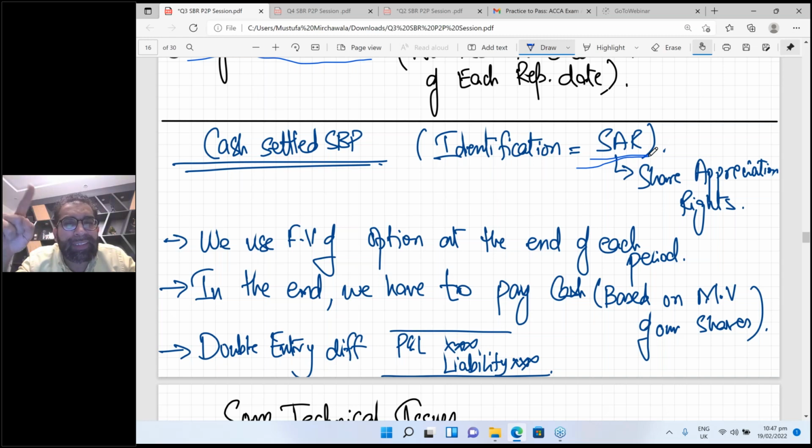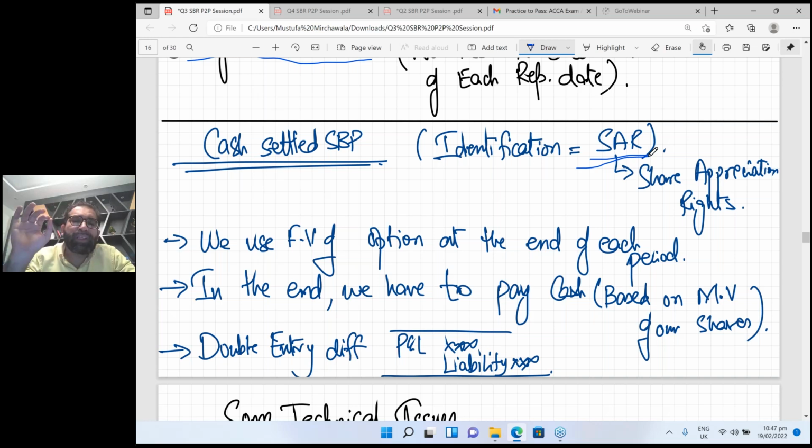So how much benefit is the employee getting? Employee is getting $70 per share. This $70 per share will be given to the employee in the form of cash, okay. So this is all cash, this is share appreciation rights.